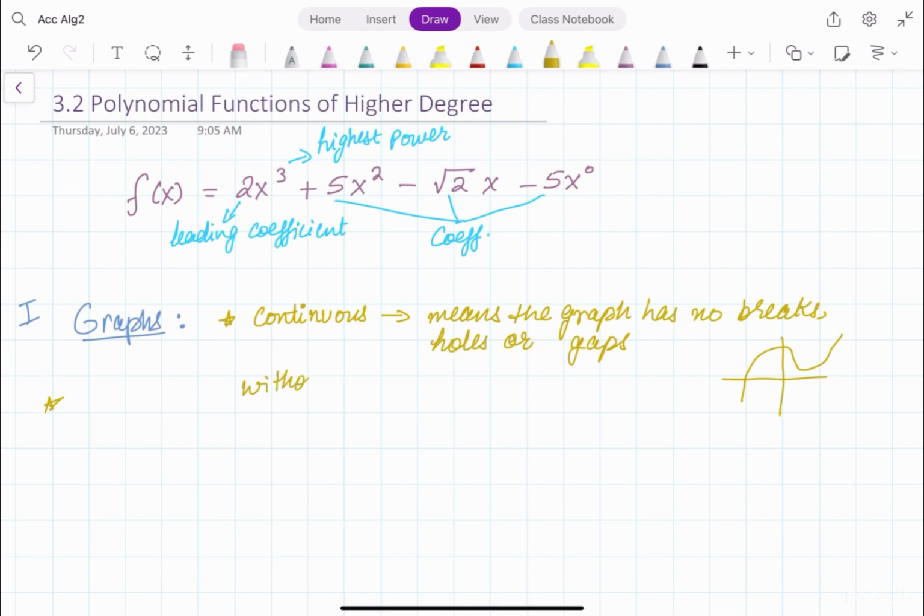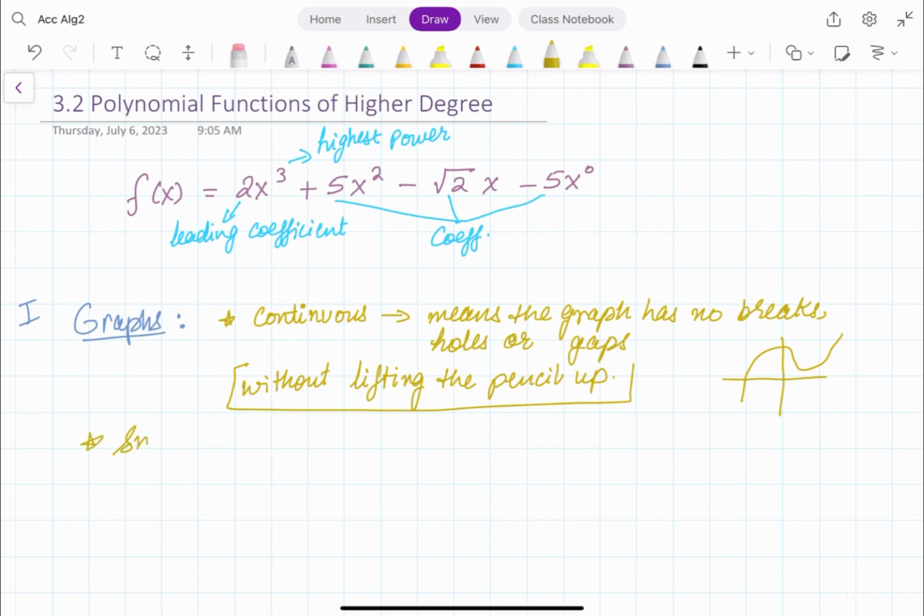If you are able to construct a graph at any point without lifting the pen up, that graph is called a continuous graph. So whenever you see any graph or you have to sketch a graph, just think, do I need to lift my pencil up to graph this or not? So if it is a continuous function, it is a polynomial function.